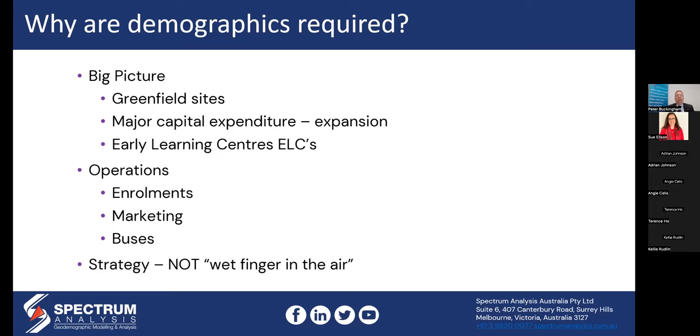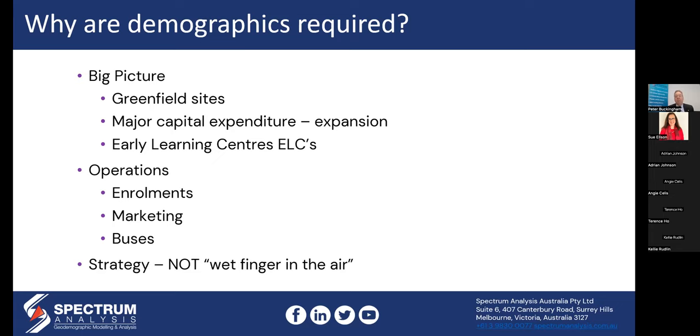So the big picture on why demographics are required really starts from the beginning. Where are we going to put a school, and what is the basis that we make that decision? Greenfield sites, they're still happening, and we're actually doing some data now where we're building a database to look at how many students are at schools in any area and what the future population for the next 10 years looks like. So where are we going to have a huge shortage of schools? And similarly, there are areas around Australia where it's actually the other way, and we now have an overage of schools and maybe a dropping population.